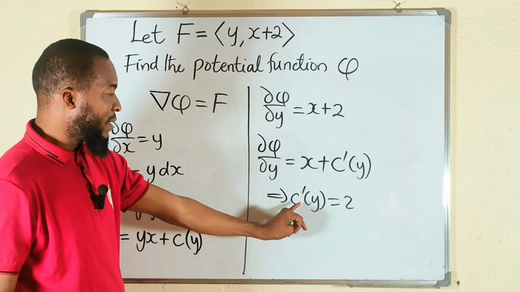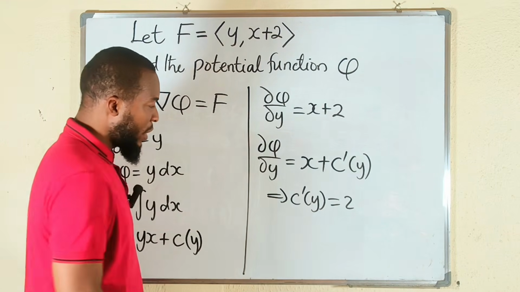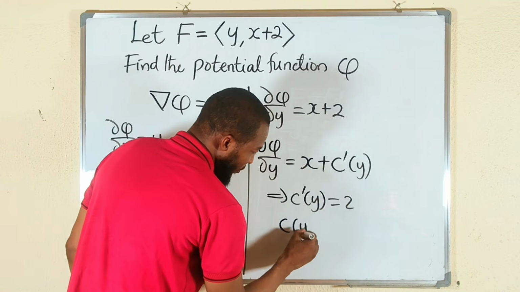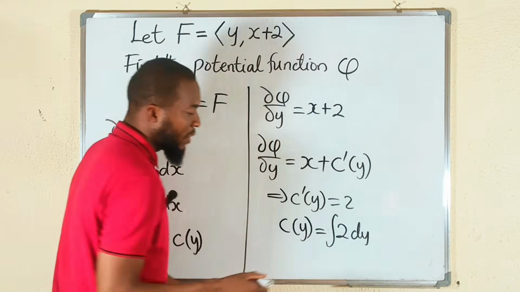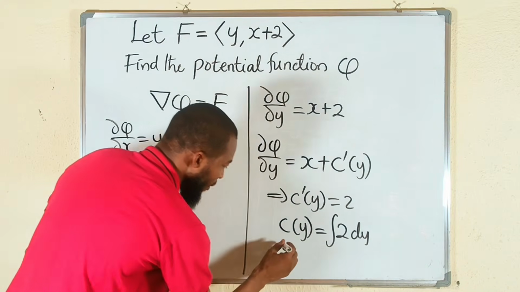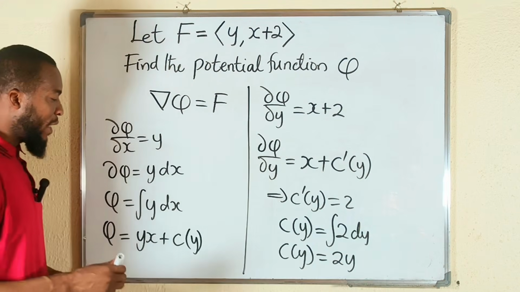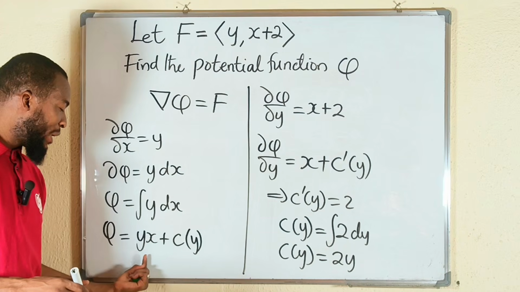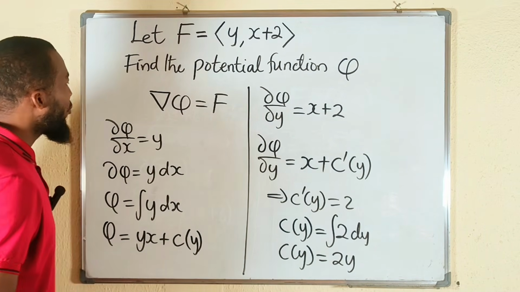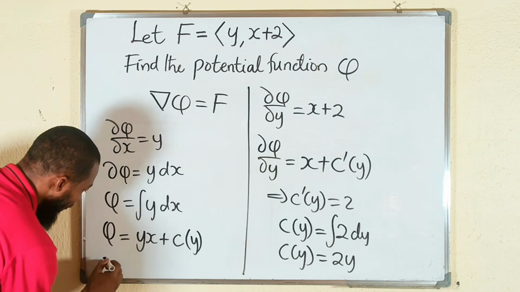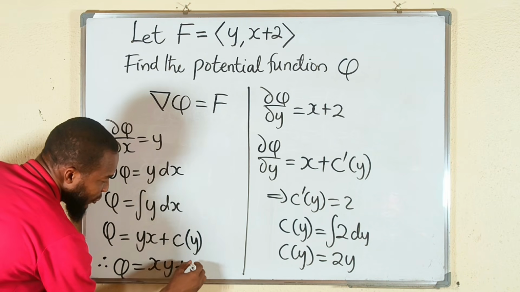Now to get that constant, you have to integrate both sides. The moment you integrate the left hand side, the prime will go, leaving only c of y equal to the integral of 2 with respect to y, which is simply equal to 2y. Therefore, c of y is equal to 2y. Therefore, our potential function will now be yx plus c of y, which is now 2y. Therefore, our potential function is equal to xy plus 2y.